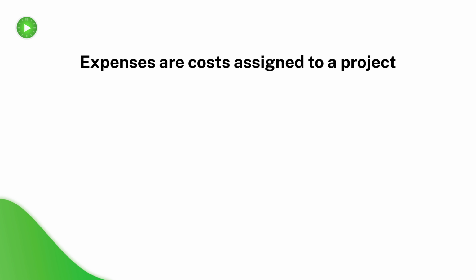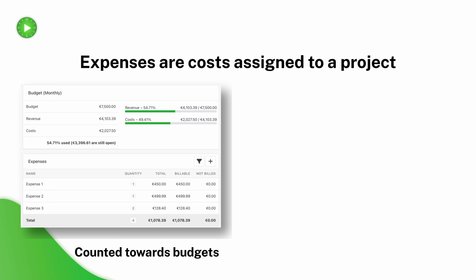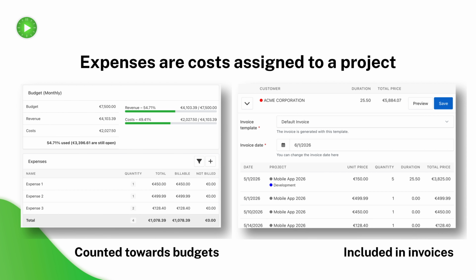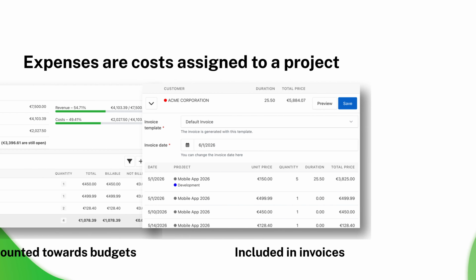What is an expense in Kimai? Expenses are costs you assign to a project in addition to tracked working time. These expenses can count toward project budgets and can be included on invoices, so your billing matches reality.